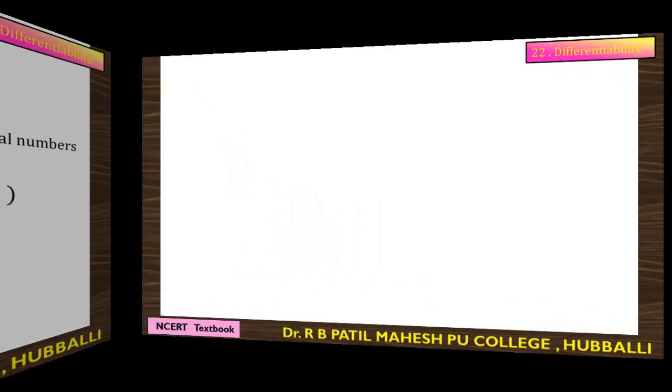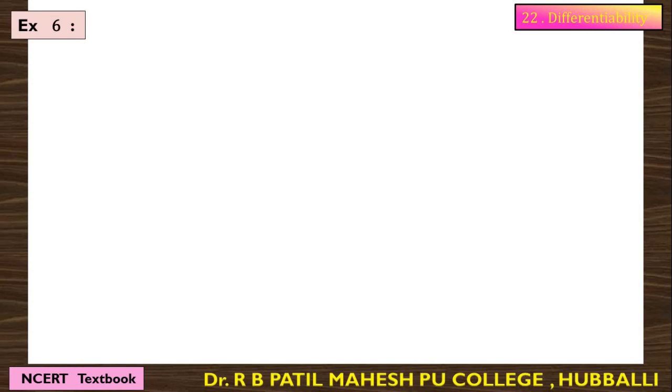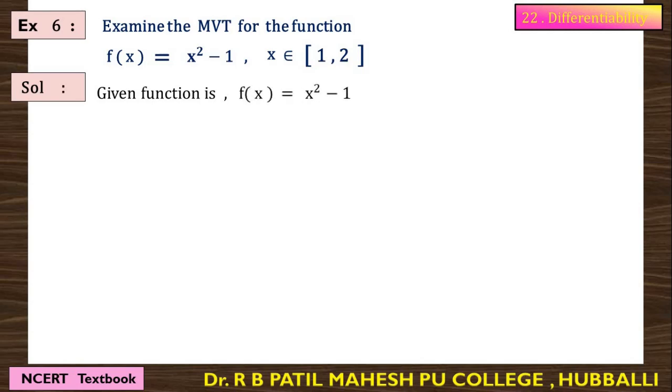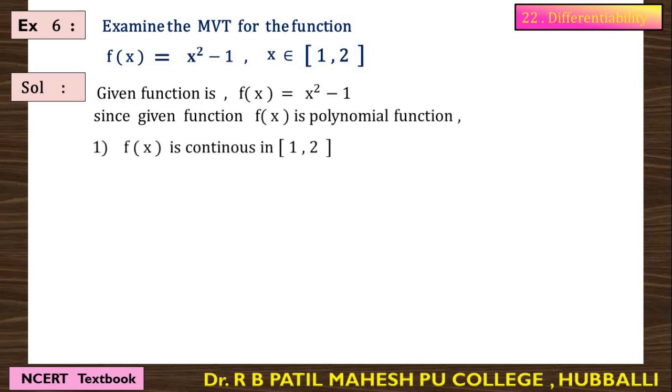Next example. Examine the mean value theorem for the function f of x equal to x square minus 1, where x belongs to the closed interval [1, 2]. First you take the given function f of x equal to x square minus 1. Since the given function is a polynomial function, first, f of x is continuous in the closed interval [1, 2], and second, it is differentiable in the open interval (1, 2).